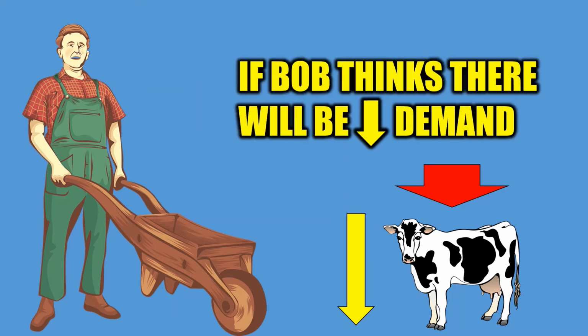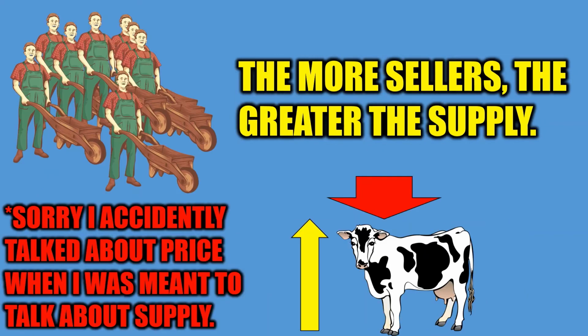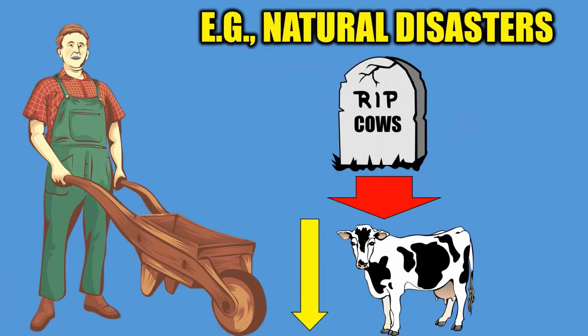Next, if Bob expects less demand for his beef in the future, then he will cut back on supply. Now, if the beef market has multiple sellers, then Bob will be forced to lower his price of beef to compete. Finally, natural or social factors like natural disasters can reduce the number of cows and cut his beef supply.